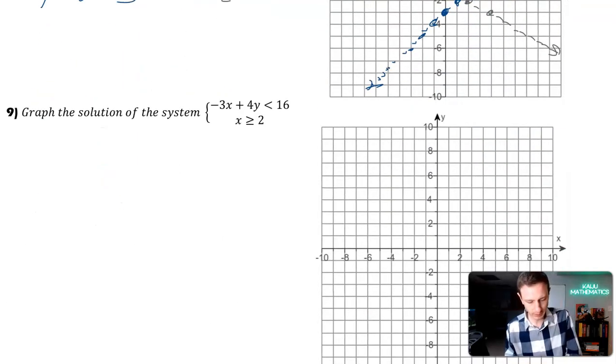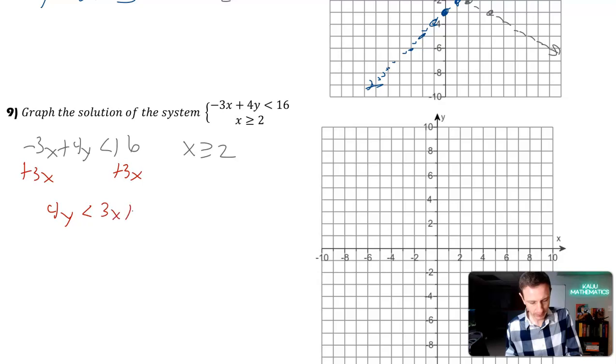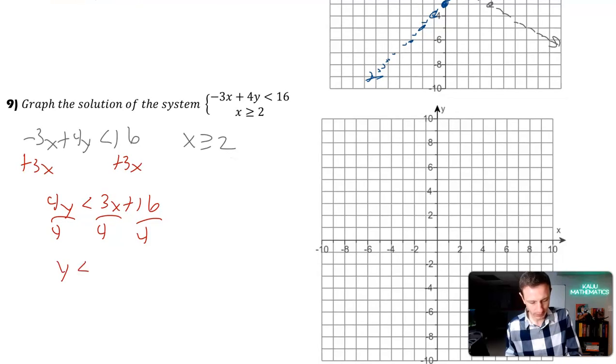And last one, let's go ahead and graph both of these. All right, first one, negative 3x plus 4y is less than 16. I'm going to add 3x over. So I get 4y is less than 3x plus 16. Divide by 4. Y is less than 3x over 4 plus 4.